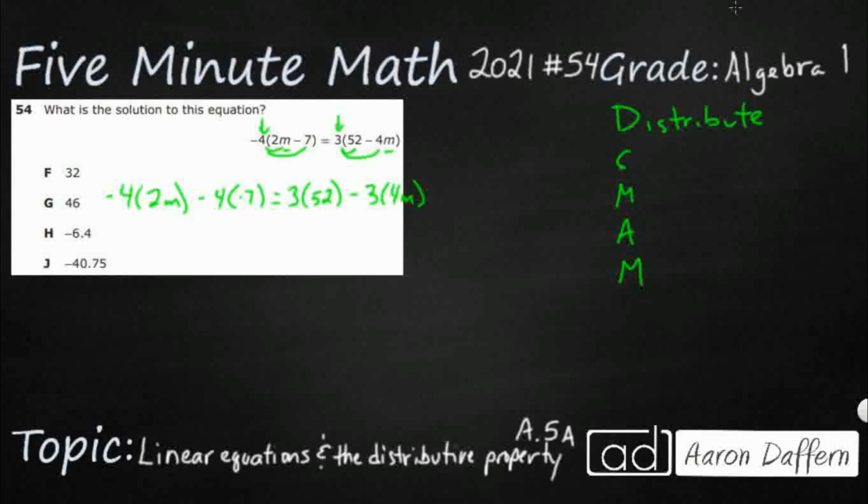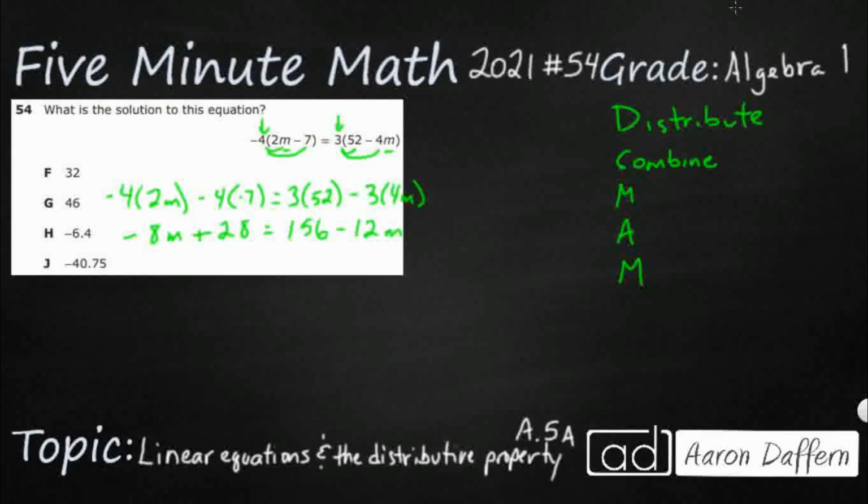All right, so now that we've distributed out, let's go ahead and simplify it, because we're going to need that in case we want to do our next step, which is combine. As we're simplifying, we're going to look to see if there are any like terms on the same side that we can combine. So I've got a -8m. I've got a -4 times -7, so that's going to end up being +28. Now 3 times 52, well 3 times 50 is 150. 3 times 2 is 6. I'm going to minus 12m.